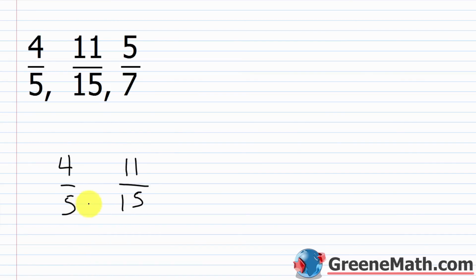So I'm going to cross multiply. 5 times 11 is 55. 15 times 4 is 60. So that tells me that 4/5 is the larger fraction. So 4/5 is greater than 11/15.